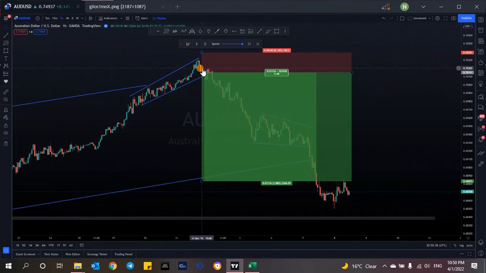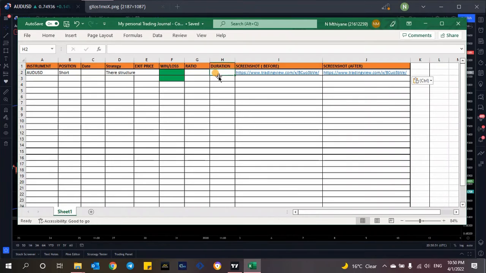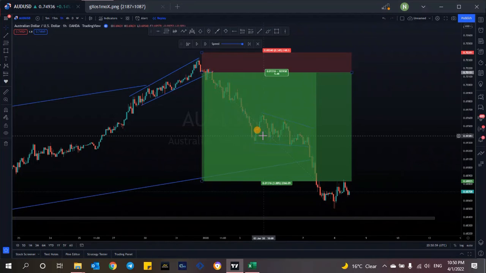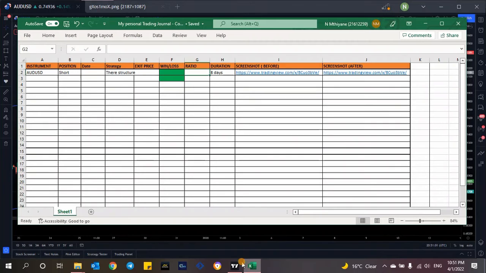This was when I entered, this was 31st December 2019. From the 31st up until it took me out around the 8th, so 8 days. Damn. Out of 8 days, ratio 1:5. Ratio 1:5.